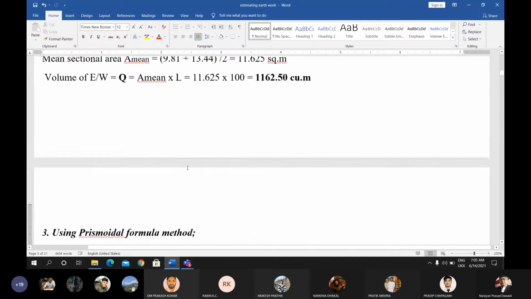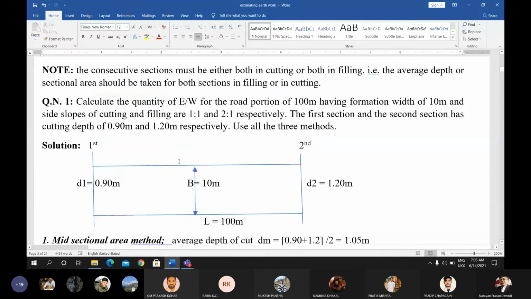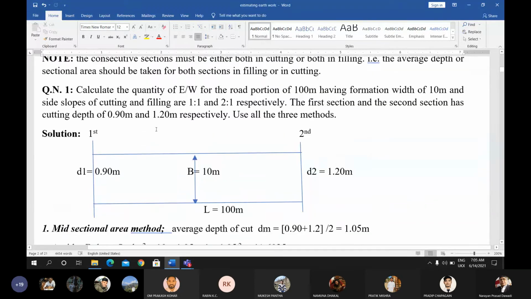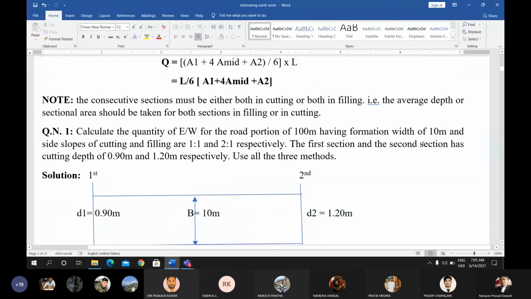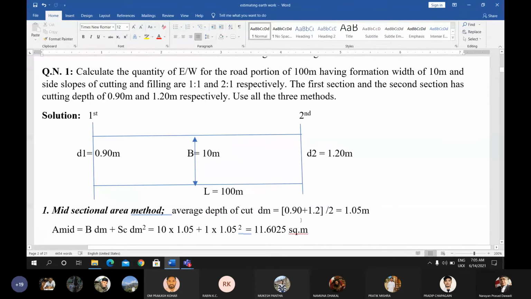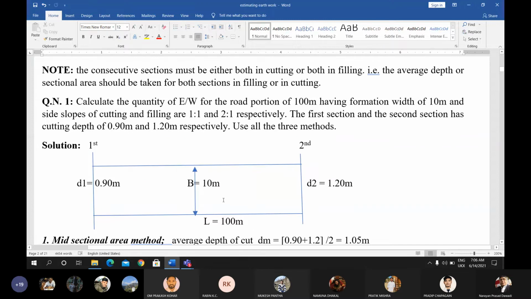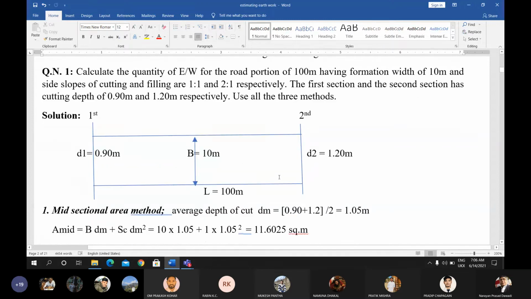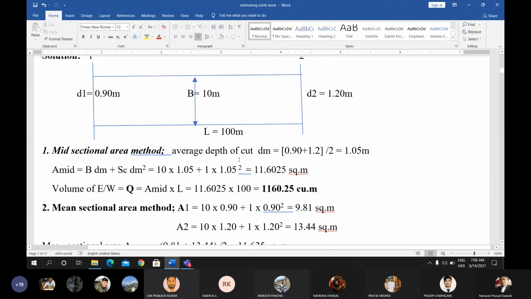Okay, in the previous numerical number 1, you were given all the data required for the calculation of the earthwork. The depth of cut is given, and you don't have to calculate other data because the depth is given directly here, and the side slope and the formation width are also given, and the chainage and the length between the consecutive sections are also directly given here. That's why this can be done directly.